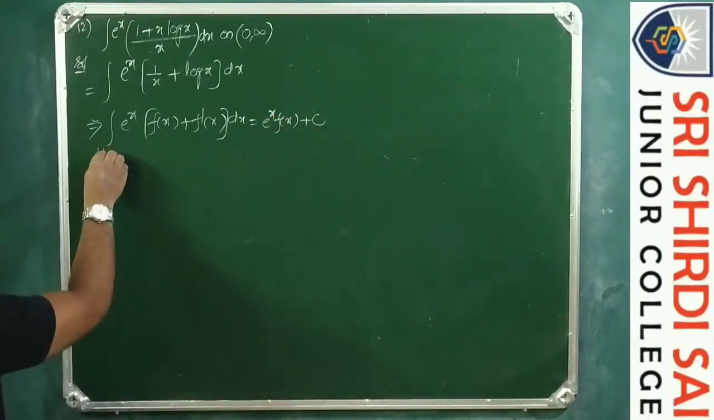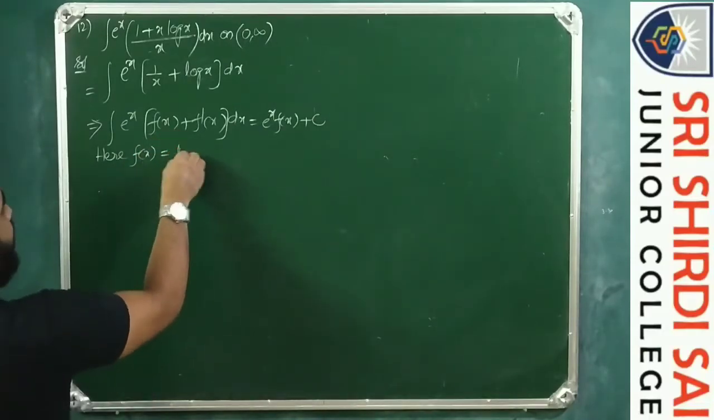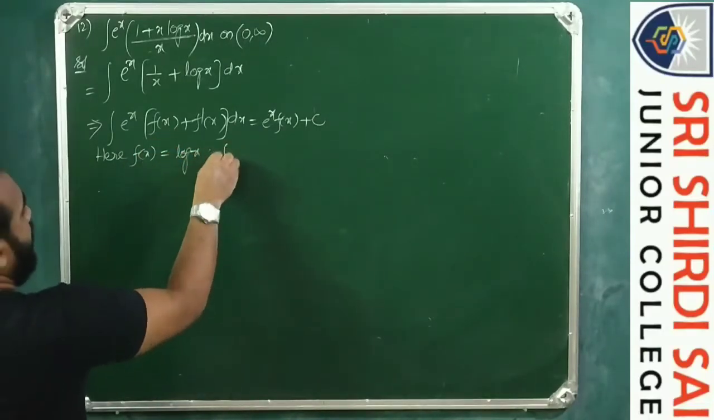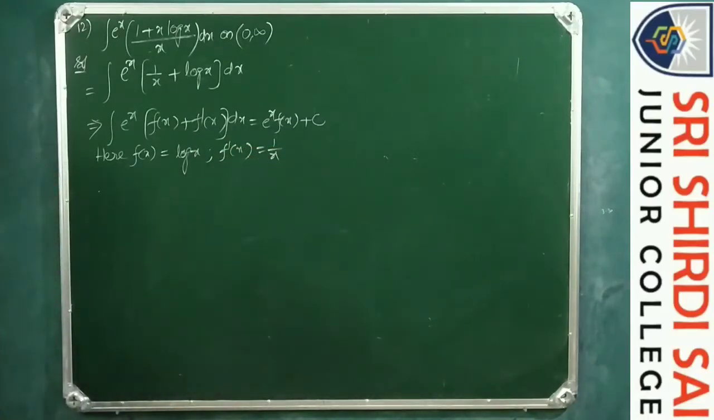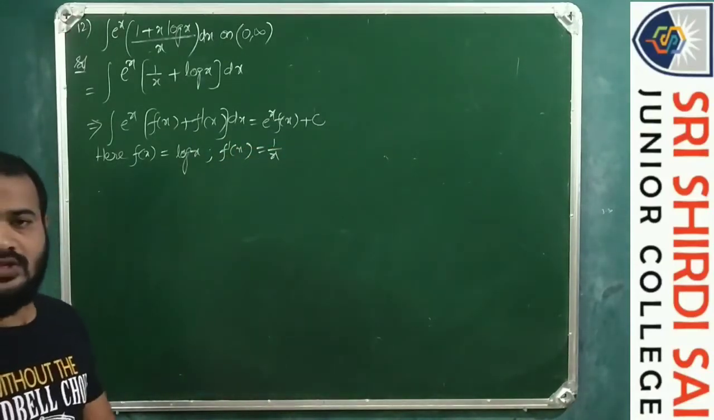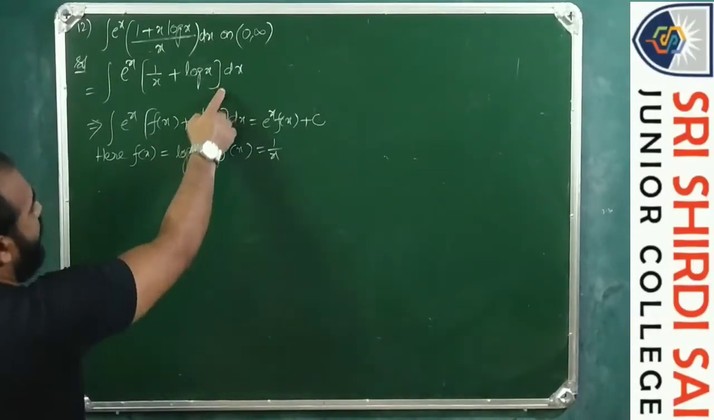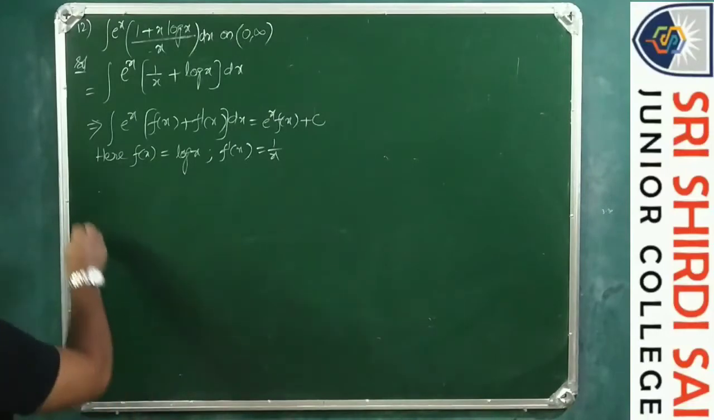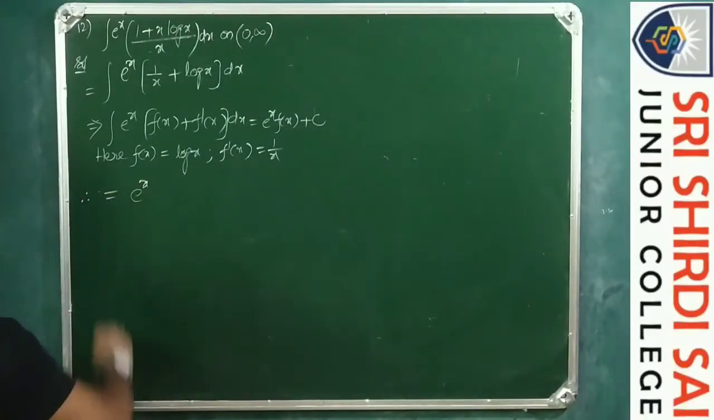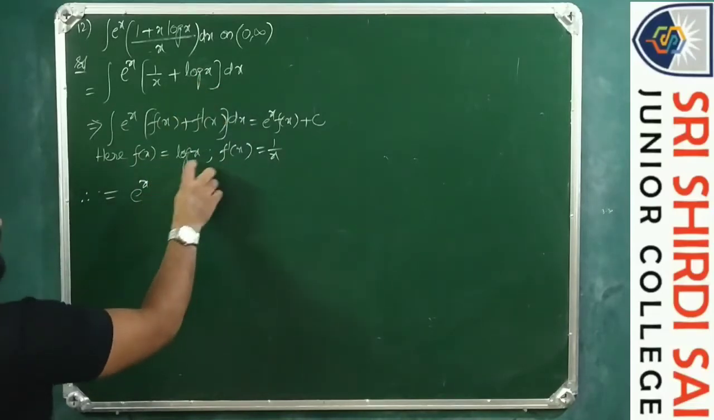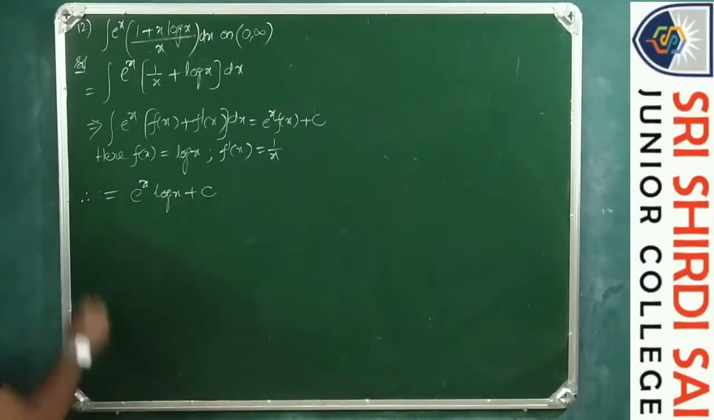Here f of x is equal to log x, f dash x is equal to 1 by x. So let us not confuse the original function with its derived function. Log x derivative is 1 by x, right? Therefore, the answer is e power x into, here f of x is log x, so log x plus constant of integration c.